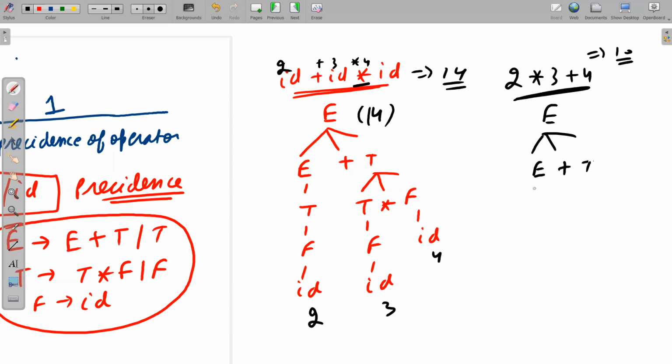E goes to E plus T. Okay, and then this E goes to T. Okay, and then this T goes to T star F. And this T goes to F, and F goes to id, and this F goes to id, and then this T goes to F and F goes to id. If you are not able to follow that, sir, how you are making parse tree, these are very simple.